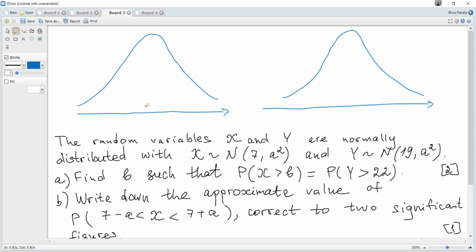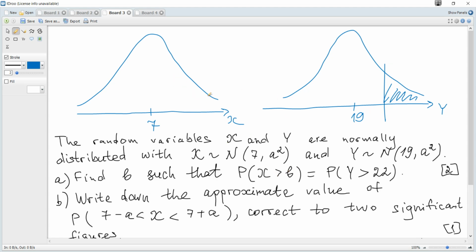So for x the mean is 7, and for y the mean is 19. Probability is area. So for y, the area from 22 and to the right should be equal to the area from b for x, also to the right.